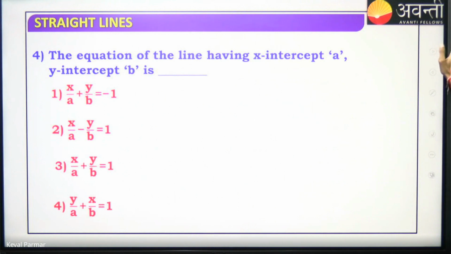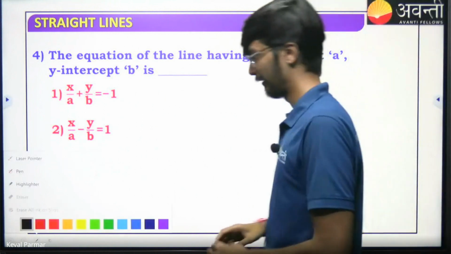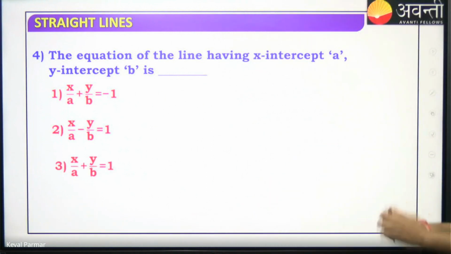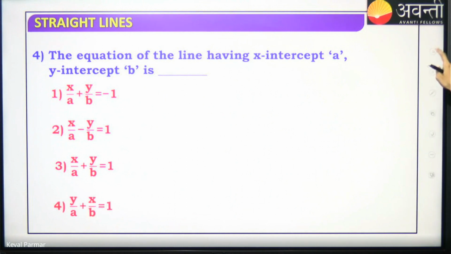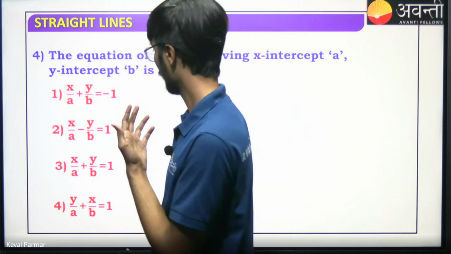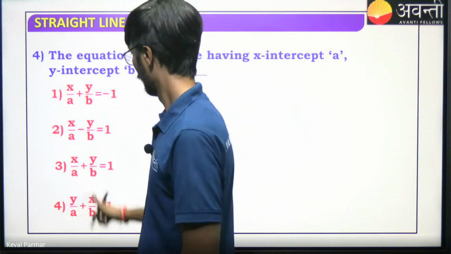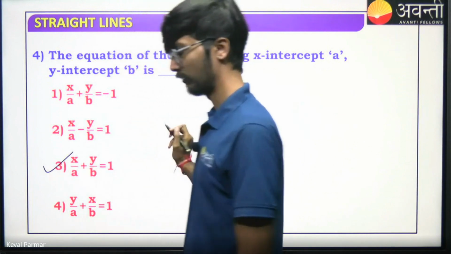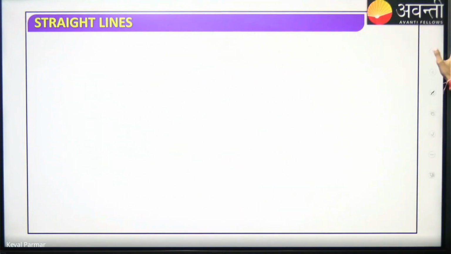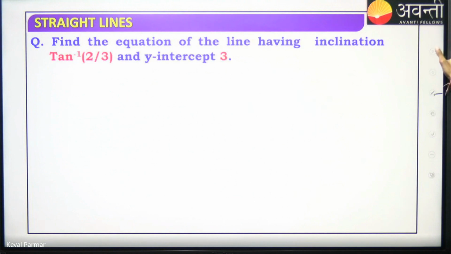What is of this form? Let me give you a hint. X-intercept is a, y-intercept is b. So I think it is, oh sorry, it is the double intercept form, which is x upon a plus y upon b is equals to 1. Third one. Super. Now let us move to the questions.